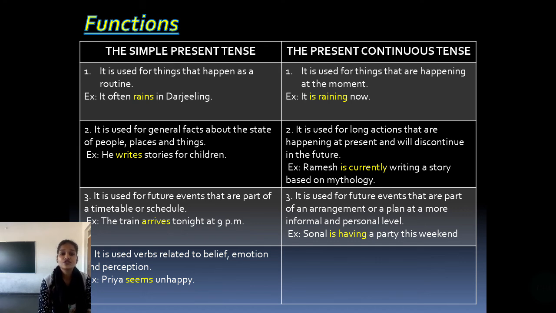Third, it is used for future events that are part of an arrangement or a plan at a more informal and personal level. Actions which are going to happen in the near future, but which are personal, like informal काम जो हमारे खुद के personal work से. Sonal is having a party this weekend. That is Sonal's personal work. So we will use here the present continuous tense. Sonal is having a party this weekend.